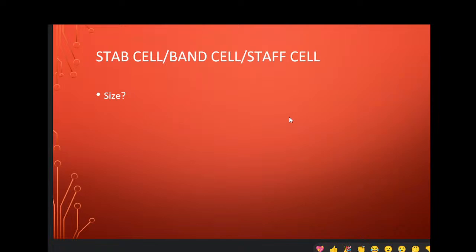Stab cell, band cell, oftentimes called, those are the common names that it's called. Rarely it's called a staph cell. I've only seen in one literature that it was mentioned as a staph cell. Okay, but nonetheless, those are the names. Okay, the size is a little smaller. It's about 9 to 15 micra.